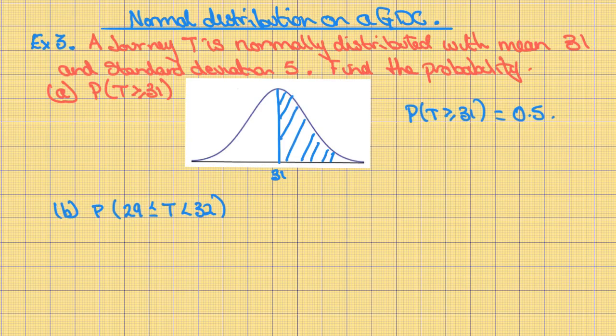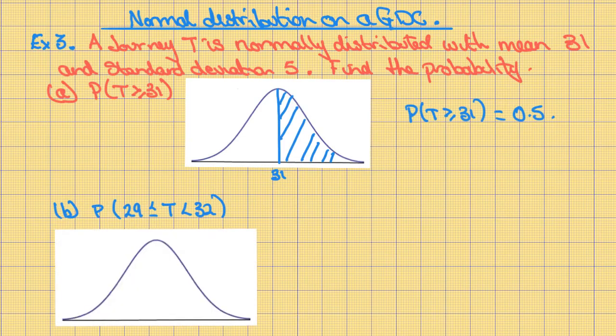Again, start with a diagram. Mean of 31, and we want between 29 and 32. So we want the shaded area. We can do this on a GDC.